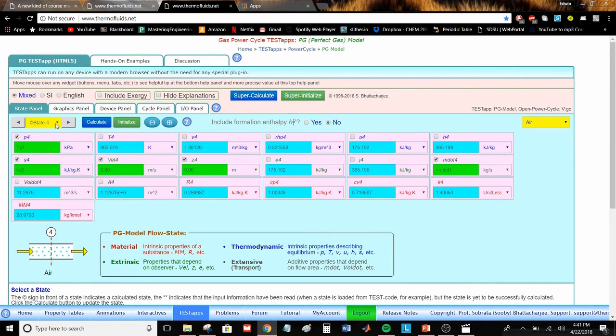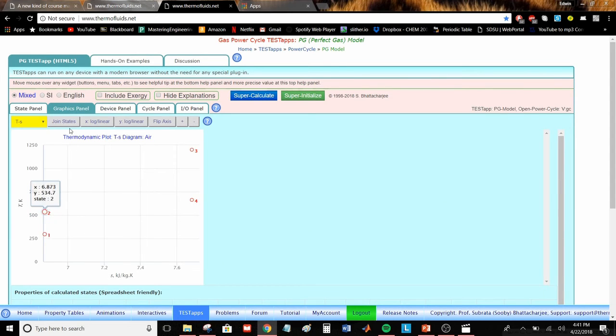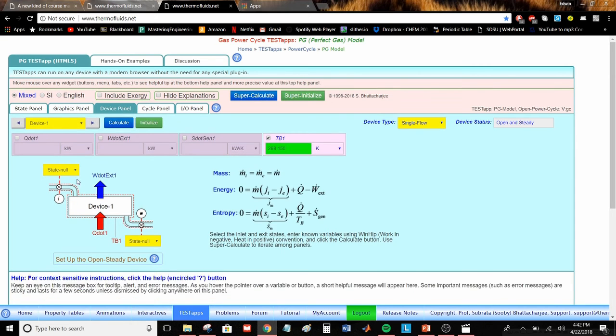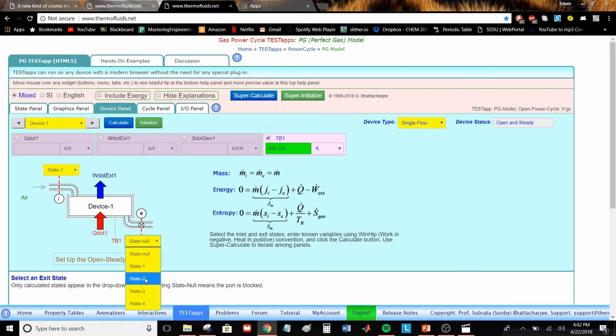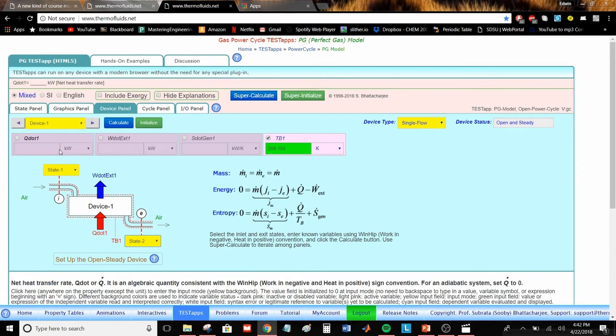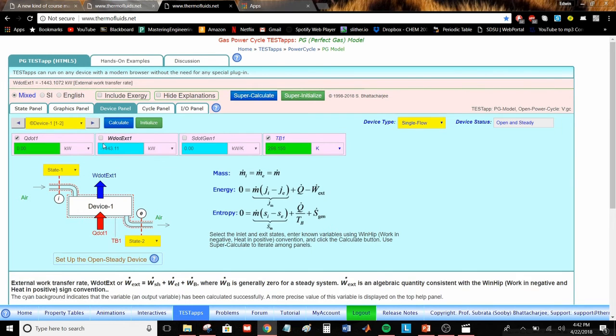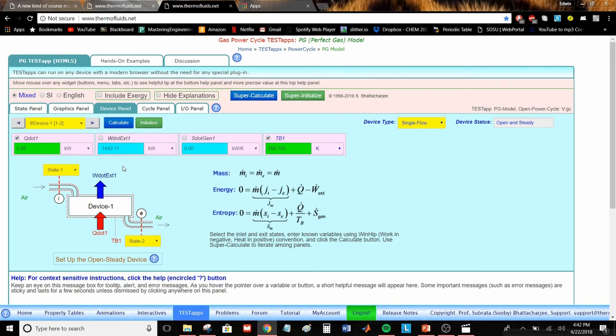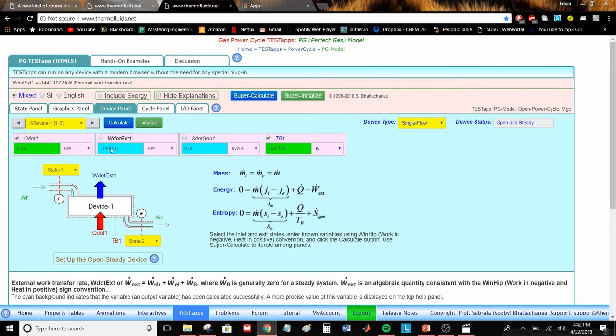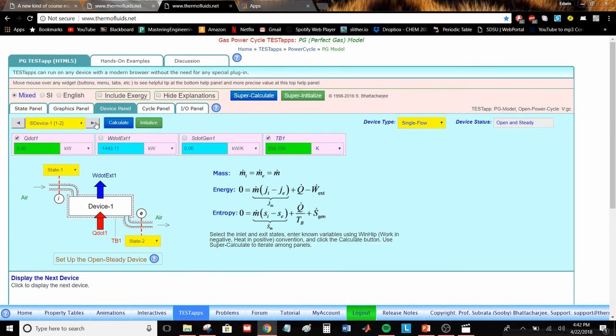Now that we have 4 states, we could check the TS diagram really quick, which looks about right. In our device panel, first device, we're going from state 1 to state 2. This is the compressor. That means heat is assumed to be 0. And work is negative based on the Win-Hip convention, where work in is negative and heat in is positive. There's work going in, therefore it's negative.